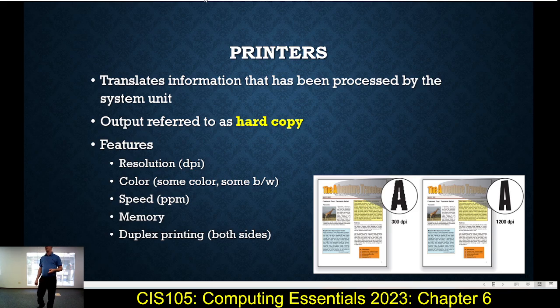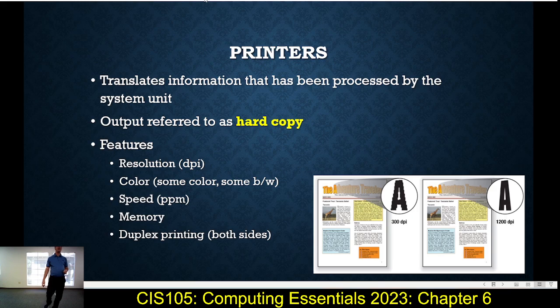First is resolution and what is called dots per inch. Some people will say dots per square inch, but it's dots per inch. Color, some people like to print in color, others don't. Speed, this is pages per minute. So obviously, laser printers are going to churn out pages much faster than inkjet printers on average.